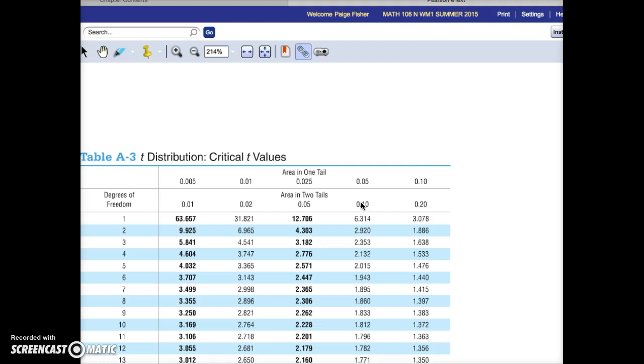So we'll look for degrees of freedom, which is n minus 1, and then we look for the area under the two tails to get the t-stat in the middle. So let's go back and do a couple examples.